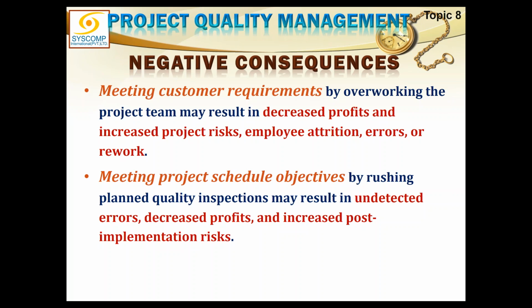Meeting project schedule objectives by rushing planned quality inspections may result in undetected errors, decreased profits, and increased post-implementation risks. Sometimes in project management, just to do the job faster, we skip the quality control or the inspections, or for that matter, we do not do them as religiously as they should be done, and thus leave room for errors. And naturally, if there are errors, your product will not be acceptable. There would be a lot of risks you have to later pay to fix. So why are we doing that? Why are we rushing the project at the cost of quality? No, we should not.